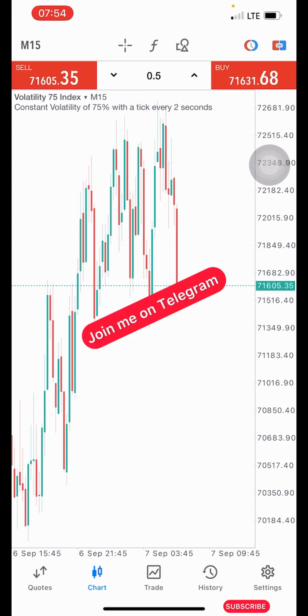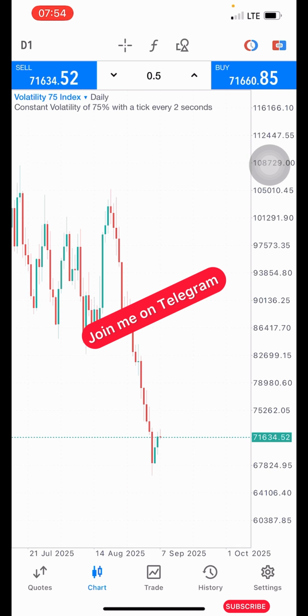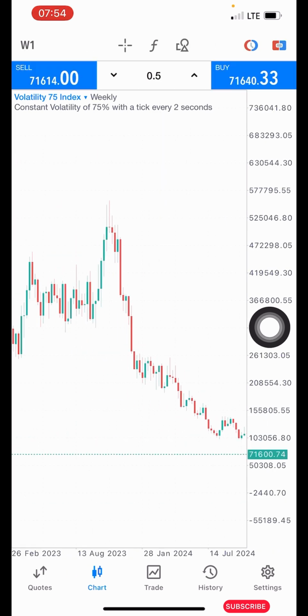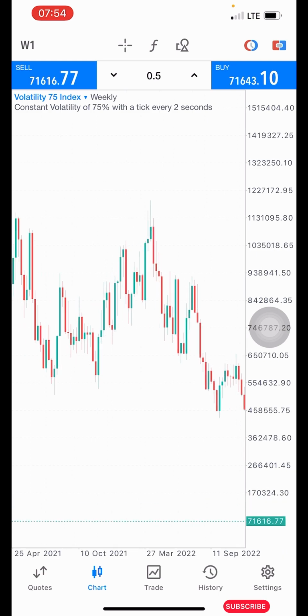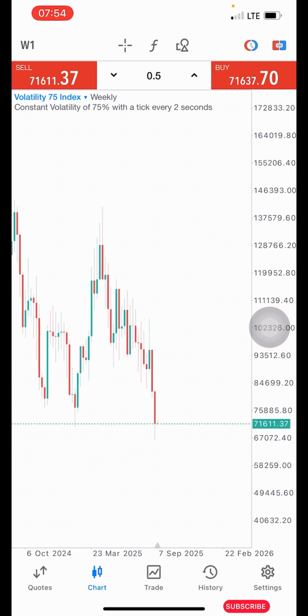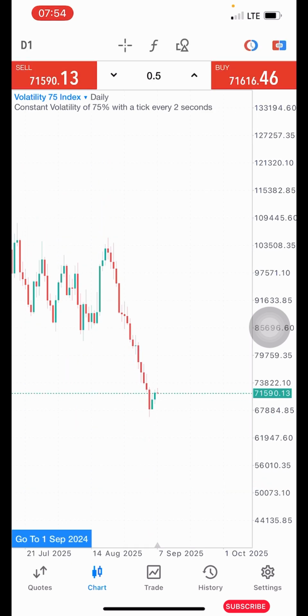Okay, so I'll be heading to the daily time frame now. Now you can see from the daily time frame the price is currently heading towards the downside. That is clearly showing you that we are in a downtrend, right? So right from the weekly, you can see that the market has been going down. Recently the market has been moving towards the downside. So let's go back to the daily.